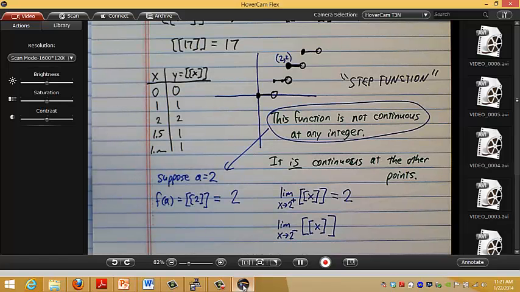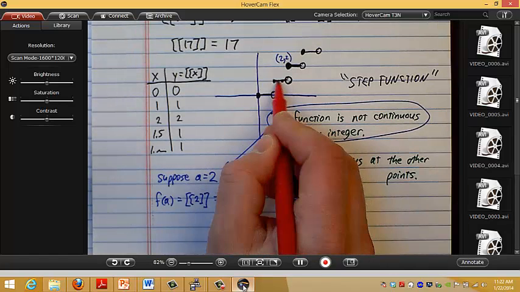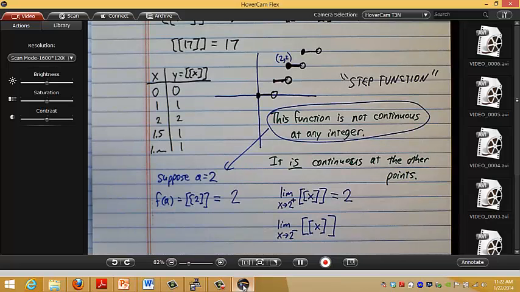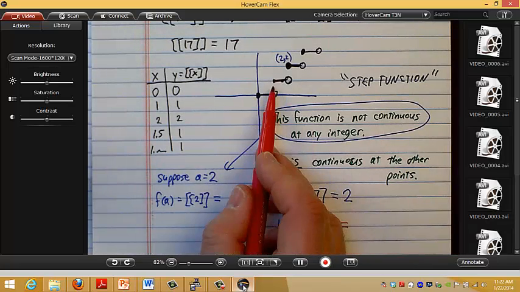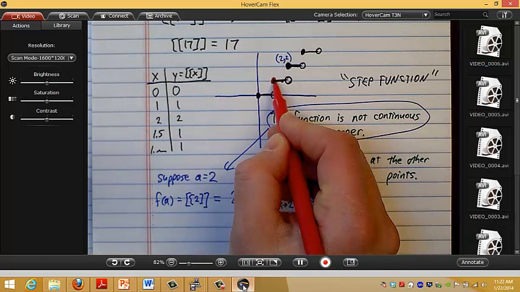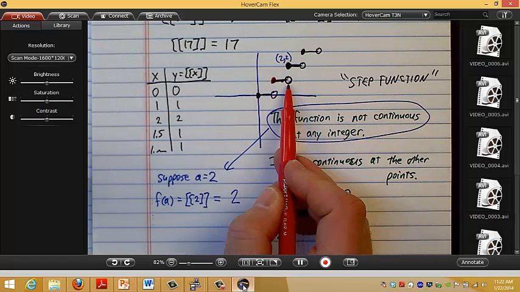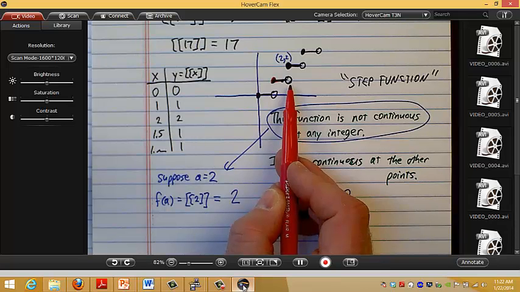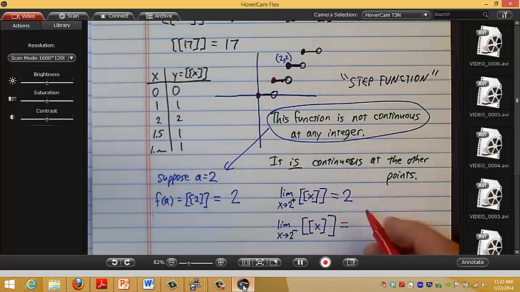But what about the left-hand side? All of these outputs are equal to what? What is the limit as I come in from the left-hand side? Well, the limit is represented by that circle. How high is that? Isn't that 1? Do you guys follow that? Can you explain it again?